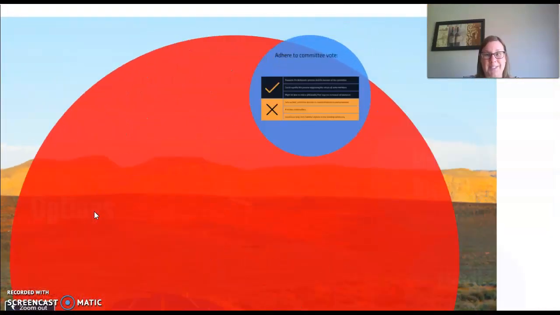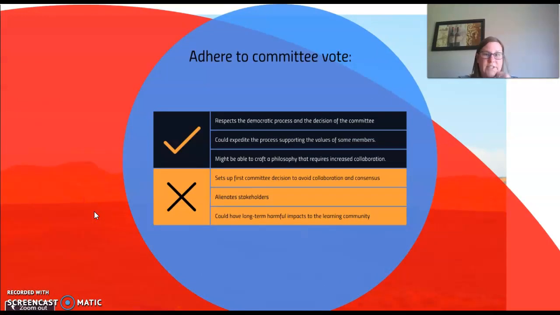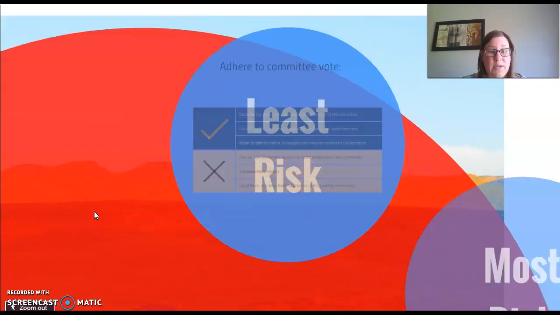There are pros and cons to each of those decisions. If she adheres to the committee vote, she respects the democratic process and decision of the committee. It could expedite a statement of both philosophy and vision to go to the school board. And she might be able to take that collaboration and possibly move it forward down the road. Cons are that it sets up the first decision to avoid collaboration and consensus, it alienates stakeholders and could have long-term harmful impacts to the learning community.